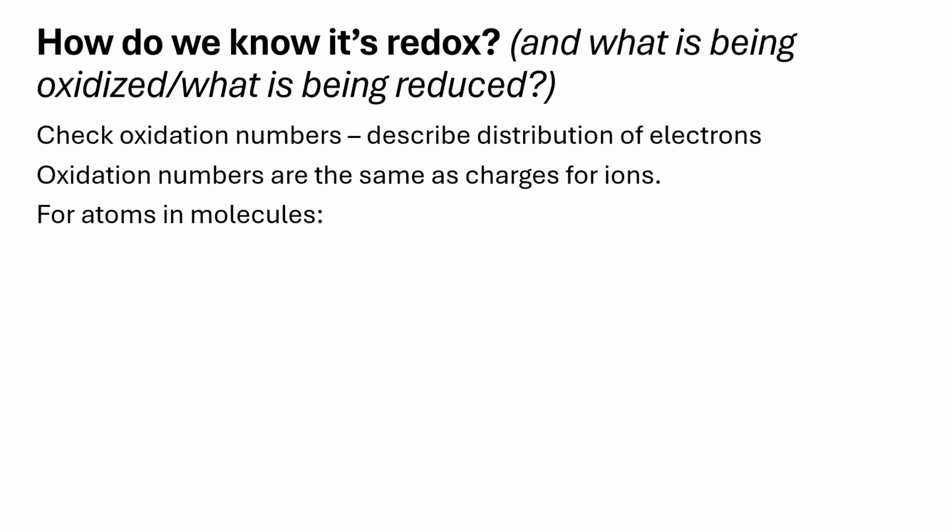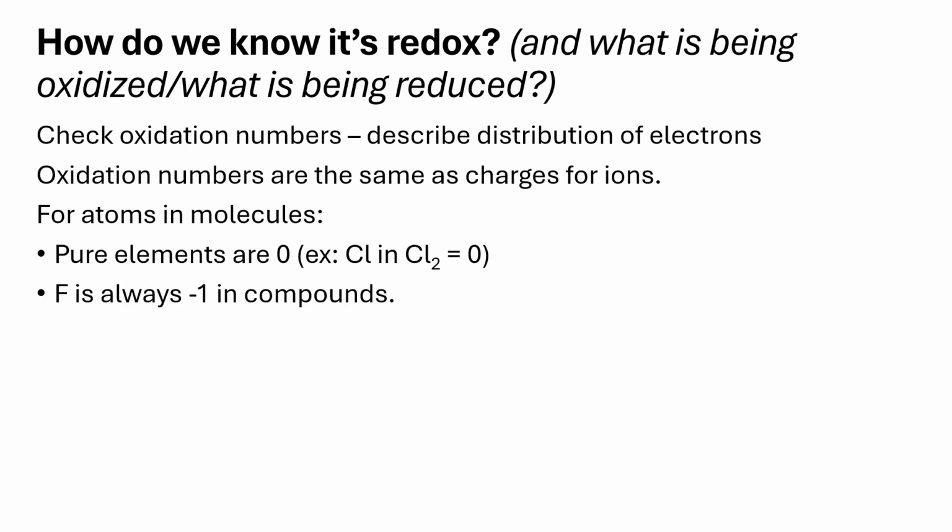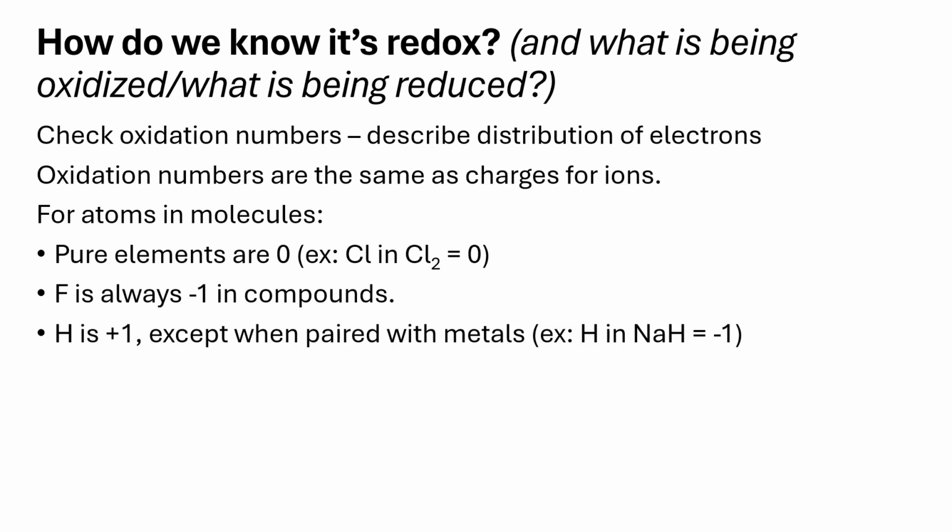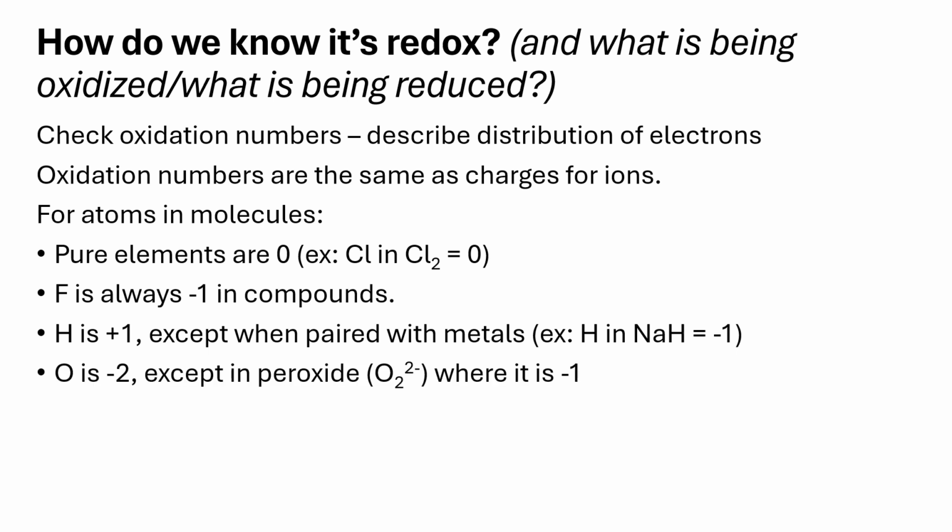If we have atoms in molecules, how do we tell what its oxidation number is? First of all, the easiest is for pure elements. Pure elements are just zero. So the chlorine atoms in Cl2, the oxidation numbers on those two are just going to be zero. Fluorine is always going to be -1 when it's in compounds. Hydrogen is going to be +1 almost all the time. There are a few exceptions, like if you pair it with a metal, like a metal hydride, like sodium hydride. Hydrogen in this case would be -1.